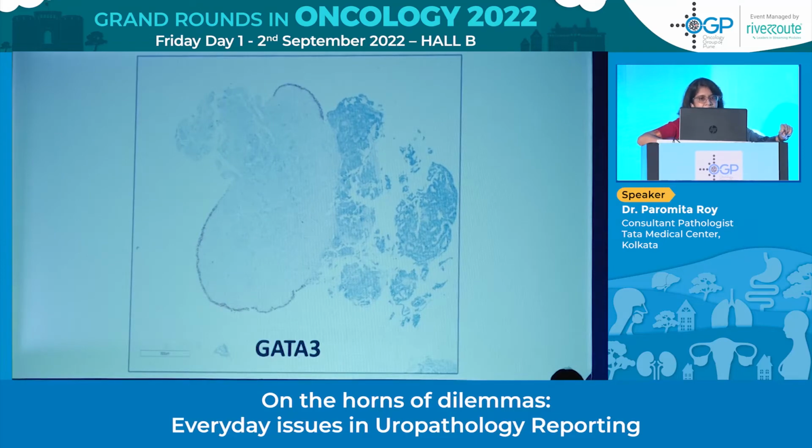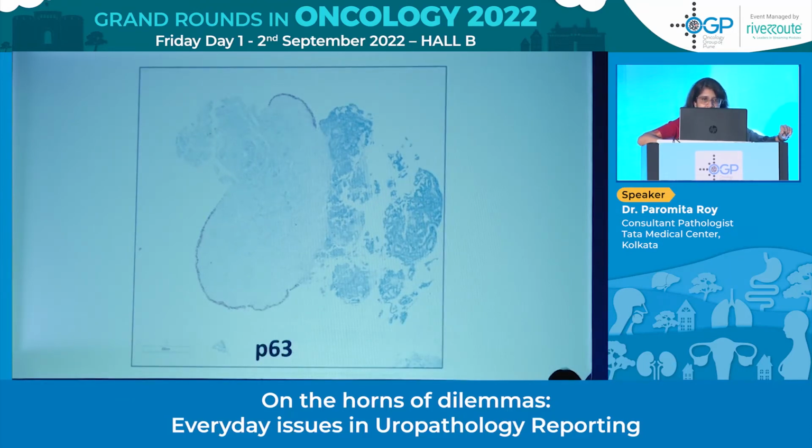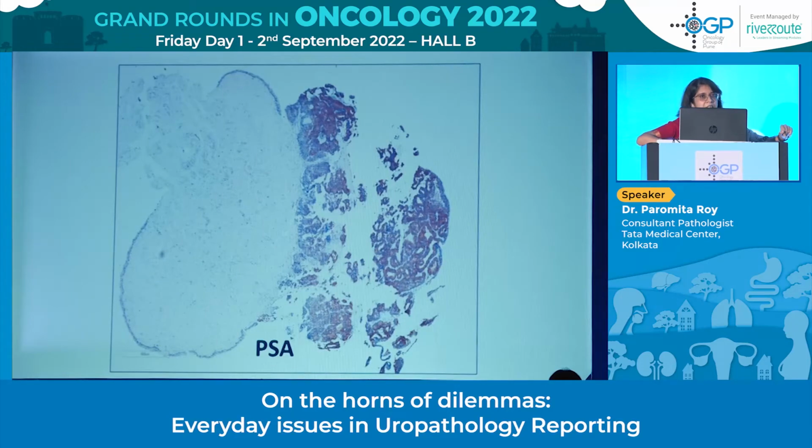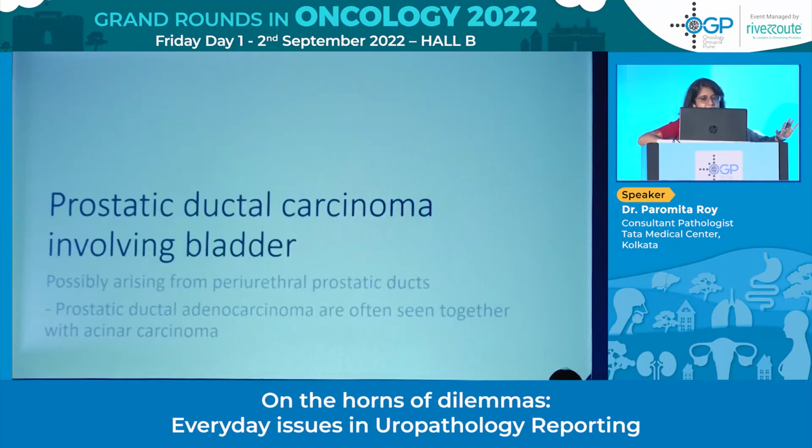And this was the GATA3 IHC. Diagnosis, anyone? GATA3 negative. And PSA strong positive. So this was a prostatic ductal adenocarcinoma involving the bladder.